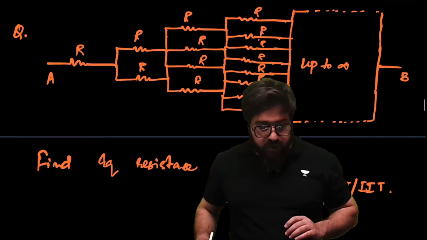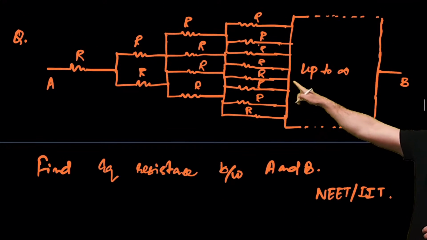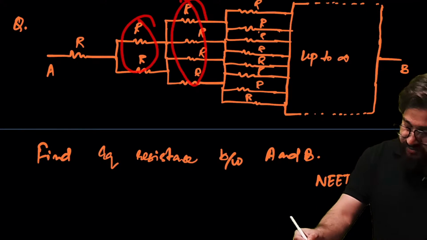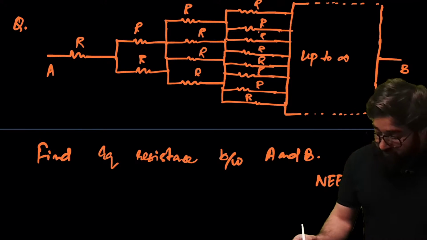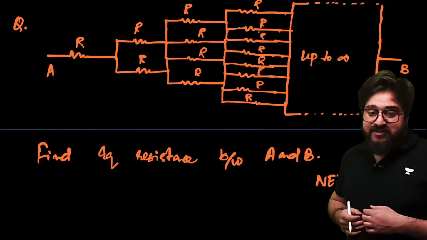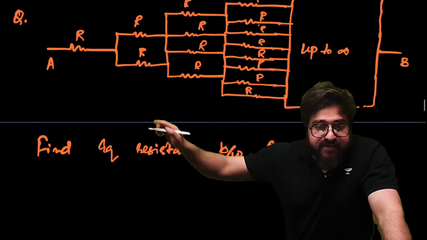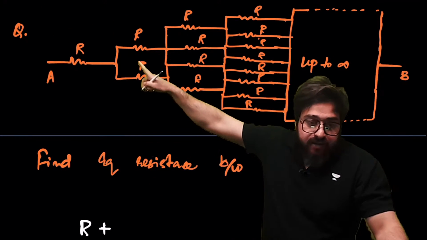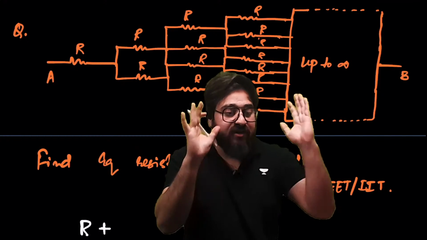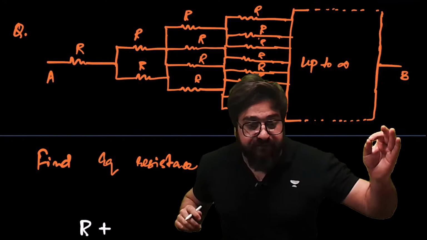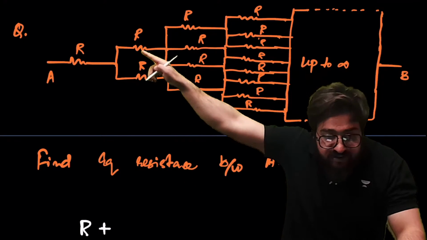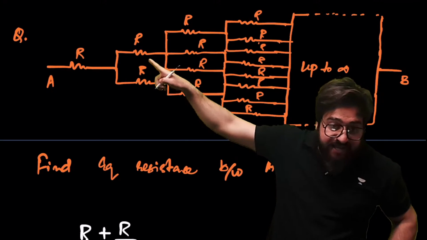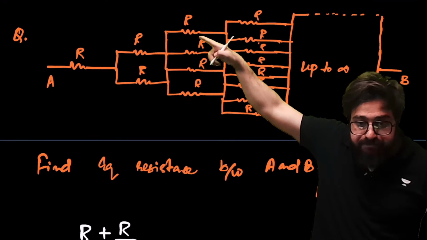Now this was a question which was previously asked in NEET and IIT. Suppose you have got a resistor R, and these resistors are in parallel. We have to find the equivalent resistance in this case. First of all, this resistance is R, plus this one. Now, these two resistors are in parallel. We know when resistors are in parallel, their equivalent is, if you are getting any confusion, directly remember it, R by 2. So this resistance plus the equivalent of these two resistances plus the equivalent of these four resistances.